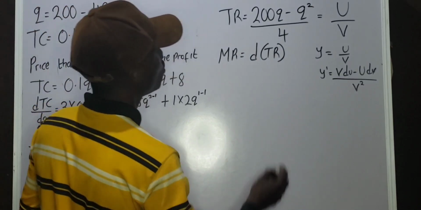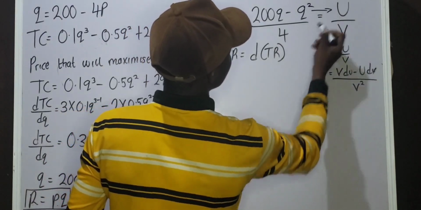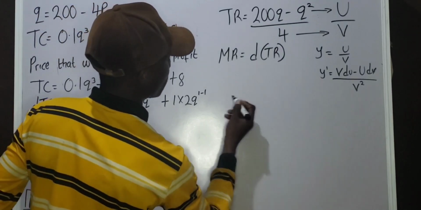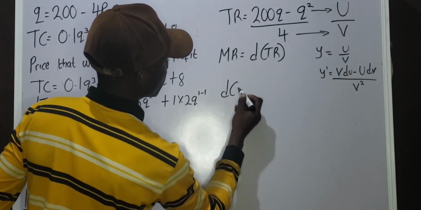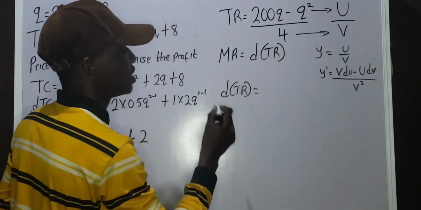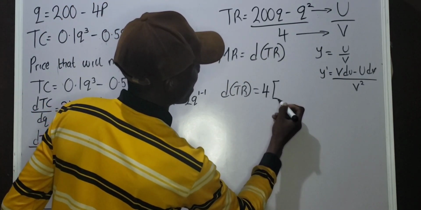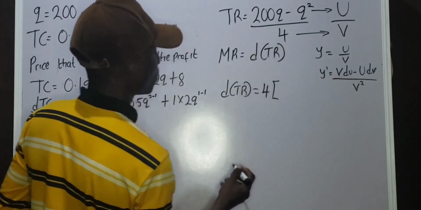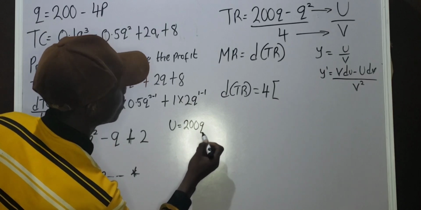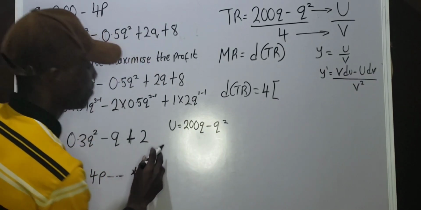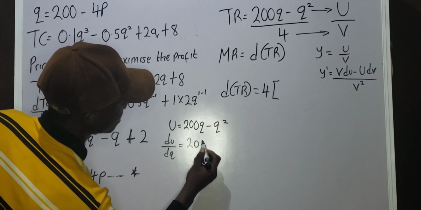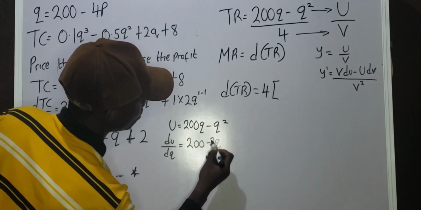From this function, u is the numerator and v is the denominator. Now, let's use this approach. The TR is equal to v. V is what? The denominator. You understand? So v, which is 4, multiplied by the derivative of u. U is what? U is 200q minus q squared. Okay? Now, if you differentiate u, that is du over dq, it is equal to what? 200 minus 2q. Do you understand how I got this?